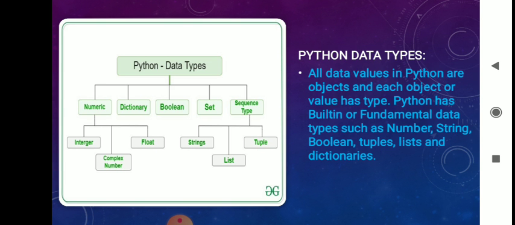Python data types. Here you can see numeric, dictionary, boolean, then set, sequence type, integer, complex number, float, string, list, tuples. All data values in Python are objects and each object or value has a type. Python has built-in or fundamental data types such as number, string, boolean, tuples, list and dictionaries.